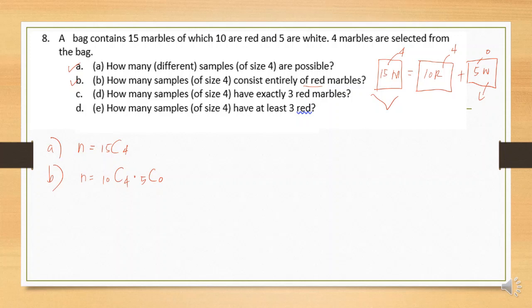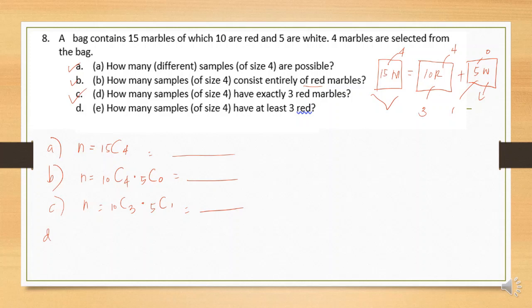Okay? Next, letter C. How many samples of size 4 have exactly 3 red marbles? Exactly 3. Ibig sabihin, exactly 3, at 1 ang white kasi 4 yung lagi natin kinukuha. So, this one is 10 combination 3 times 5 combination 1. Okay?